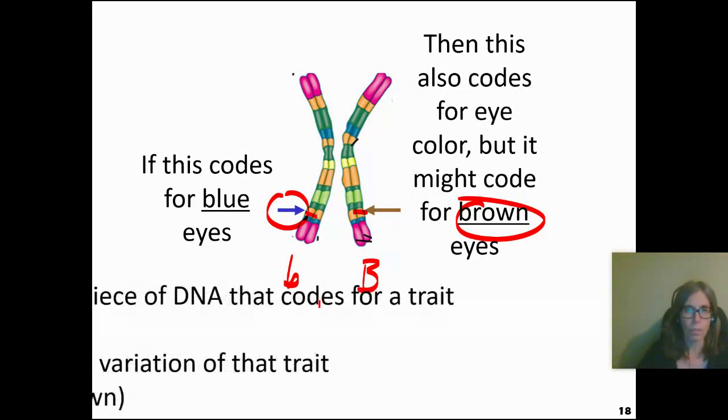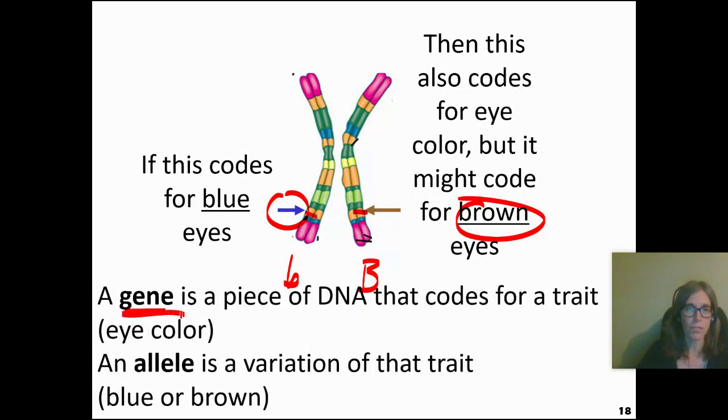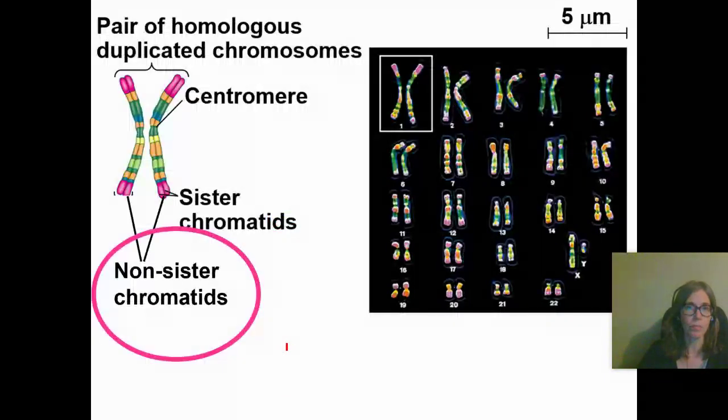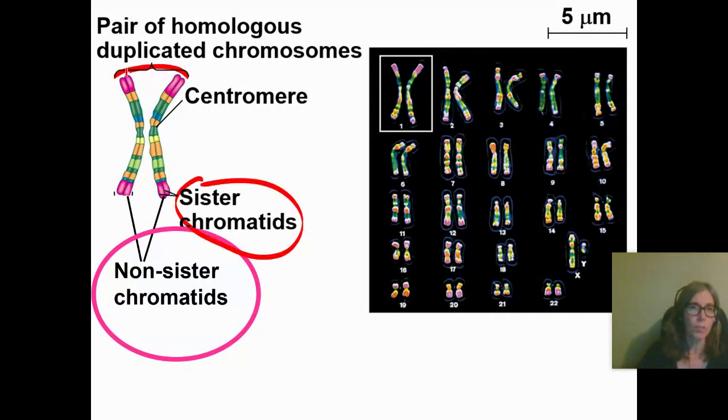One more, a gene, let me define that too. A gene is a piece of DNA that codes for a trait, maybe eye color. An allele is that variation. Is it blue or is it brown? So these are duplicated chromosomes because you can see they have sister chromatids. And these are homologous chromosomes because this one is not exactly the same as this one.